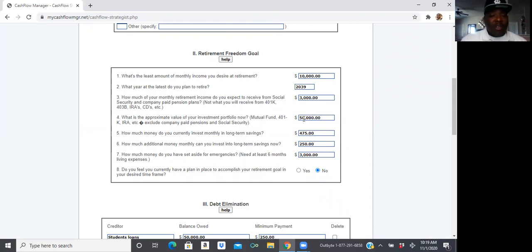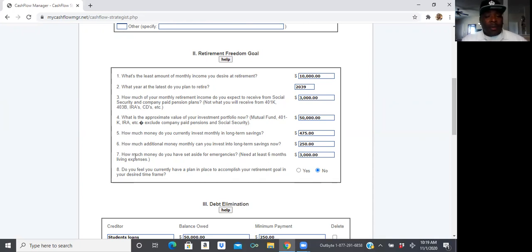So number 5 asks, how much money do you currently invest monthly in long-term savings? They said 475. Now, since you understand that you're trying to create a plan that's going to make you go to this destination, now we're asking, okay, how much additional money monthly can you invest into your long-term savings? Because 475, you probably got that on autopilot, right? The direct deposit instead of moving off to the side. But now, since you understand, like, hey man, I'm really trying to retire, how much more income could you put towards that? They say, well, I could put an additional 250.